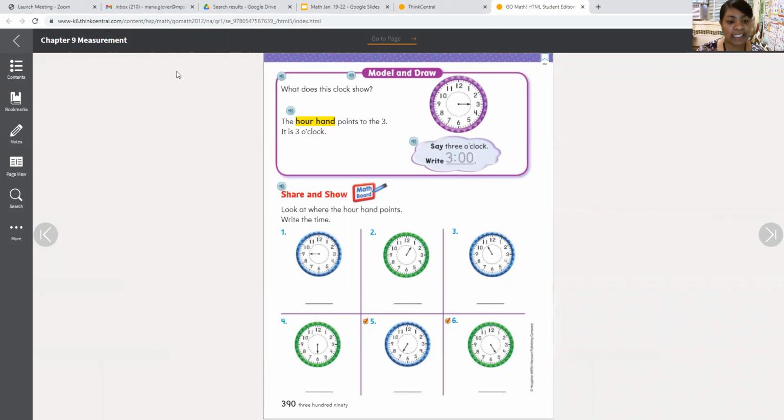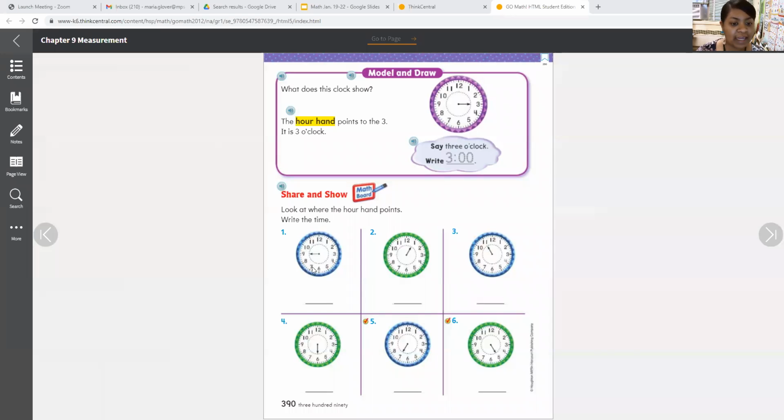So let's practice with the rest of these clocks. This is the shorthand. Our hour hand is pointing to the 9, so it is 9 o'clock. We write a 9, our colon, and 2 zeros to show 9 o'clock.